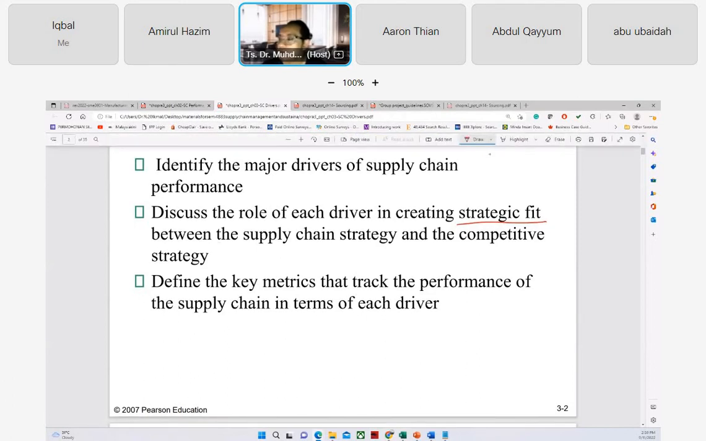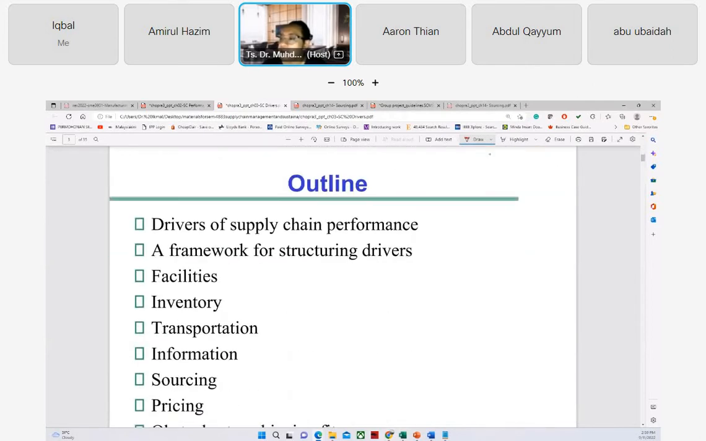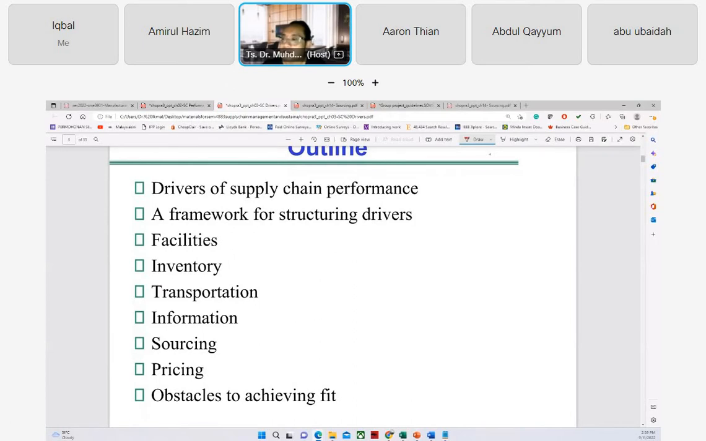Okay, and then define the key metrics. Okay, performance. So the outline is this: drivers of supply chain performance, the framework for structuring drivers: facilities, inventory, transportation, information, sourcing, and pricing. We are going to learn them one by one. This is the key of it, the drivers.